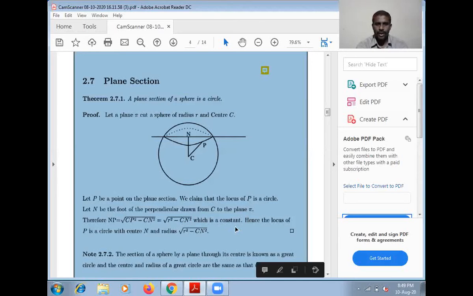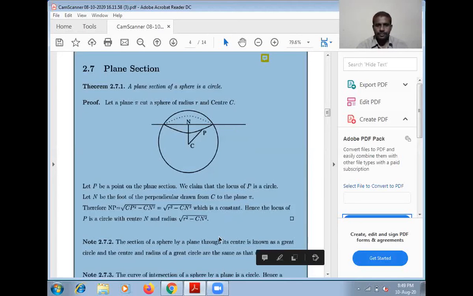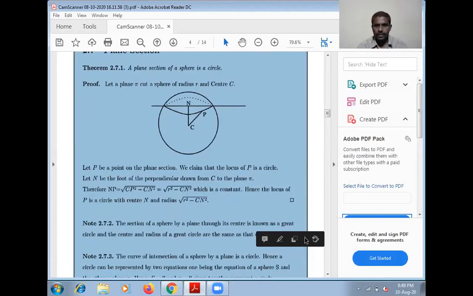Hence the locus of p is a circle with center n and radius equal to root of r square minus cn square. Now one note here. The section of a sphere by a plane through its center is known as a great circle, and the center and radius of the great circle are the same as those of the sphere.